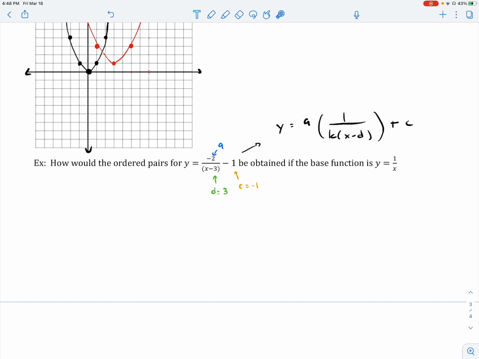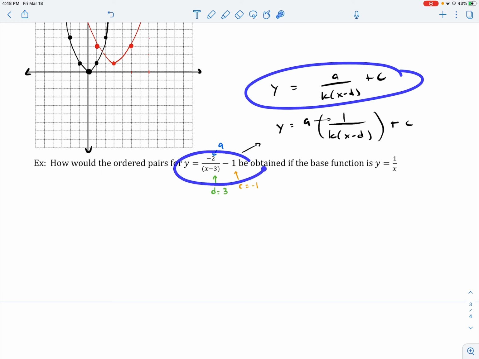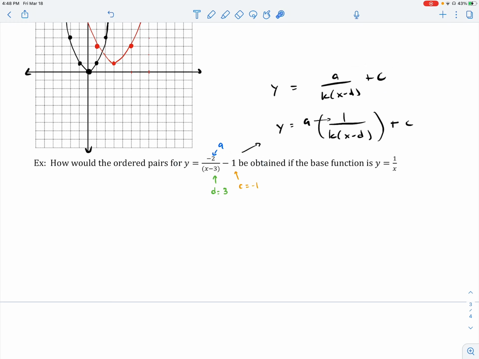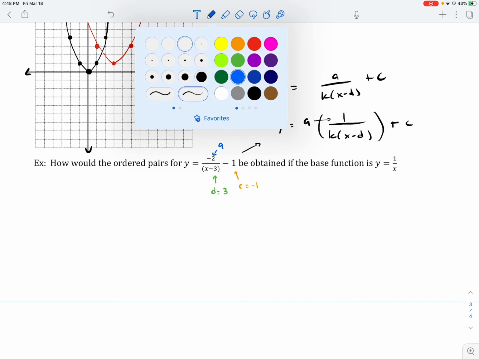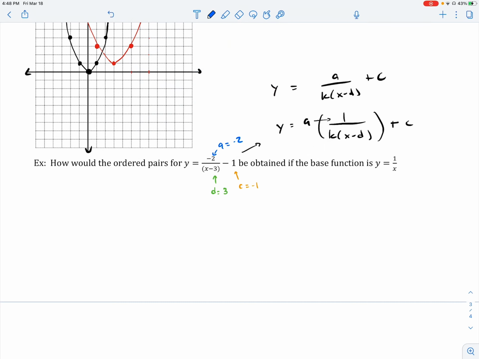The reason I knew that a was negative 2 is because they just multiply it in when they have it in this form. These equations are always given in this form. So basically what we can conclude is, if you just multiply that in, we're always going to have the form a over k x minus d, plus c. This is a great way to look at these rational functions and get a, k, d, and c. So I'm just going to put a equals negative 2.